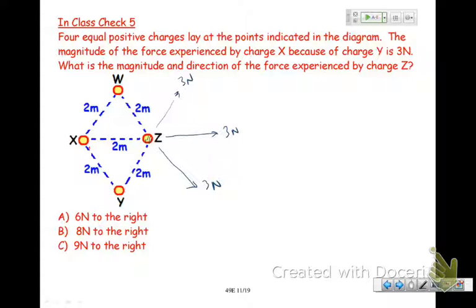You need to get the X component. Don't I need the Y component too? It doesn't say anything about only X. It says what's the magnitude and direction. Well, our options are only to the right. But what do I do about the vertical? The verticals will cancel out, because one is 3 newtons up and the other is 3 newtons down. The verticals of W and Z and Y and Z are in opposite directions, so they should cancel out. So it should be 6 newtons to the right, because cos of 60 is a half.